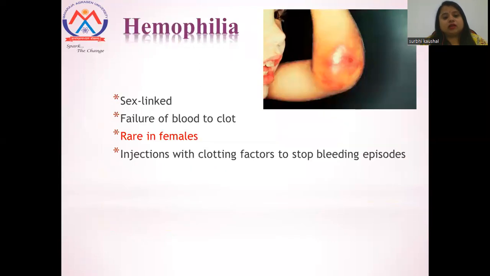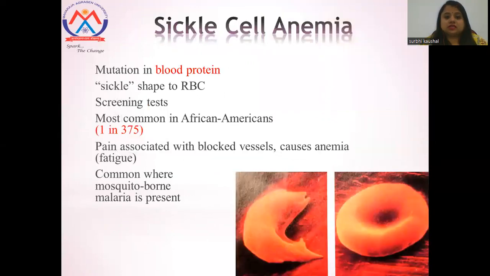Next is hemophilia. It is a sex-linked disorder. Here there is a failure of blood to clot, as you see in this diagram. It is very rare in females, and injection with the clotting factor can be used to stop the bleeding in these patients. Next is sickle cell anemia.